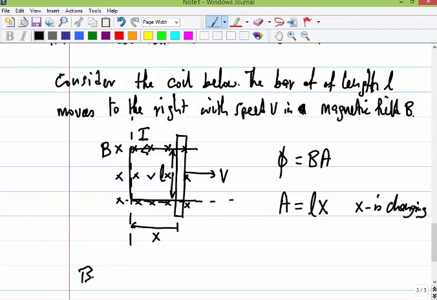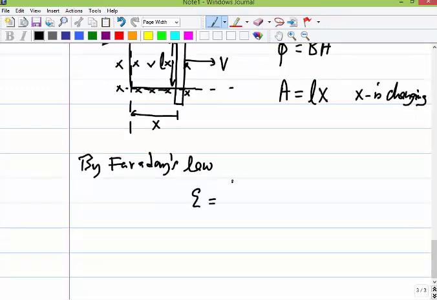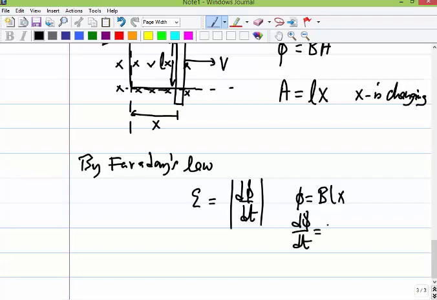So by Faraday's law, the EMF is equal to the absolute value of the change in flux with respect to time, where the flux is of course equal to B L times X. So the change in flux with respect to time is equal to B L dx dt. So the EMF can be written as B L V, where dx dt is equal to V. Any questions on that at this point? I've dropped the absolute value because we are dealing with positive quantities.